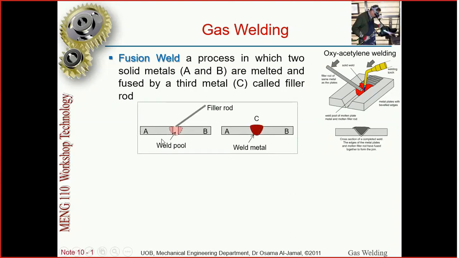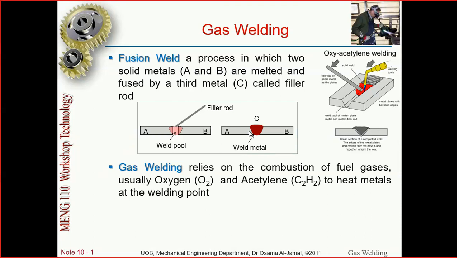See, this is metal A, this is metal B. They will be kept at a small distance from each other. The filler rod will be passed between the two, and it will be burned by the oxyacetylene flame. As it is passed, it will melt and form a weld between the two metals, forming a welded joint.